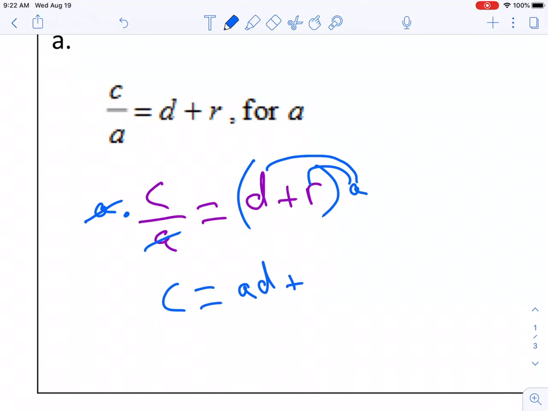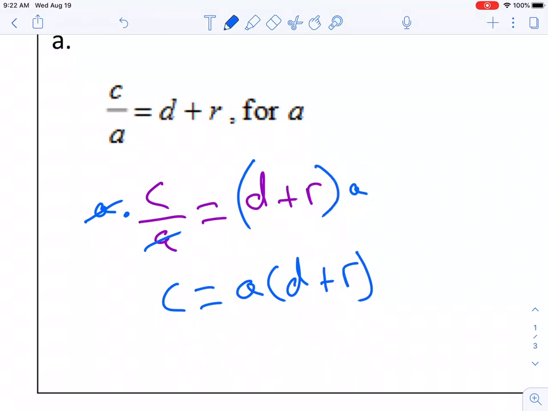So instead of doing that, let's leave it as multiplication. So I'm just going to rewrite this as a times d plus r. Because of the commutative property of multiplication, it doesn't matter where my a is. They're multiplying. So like 4 times 5 is the same as 5 times 4. So even though I moved these around, it means the same thing.